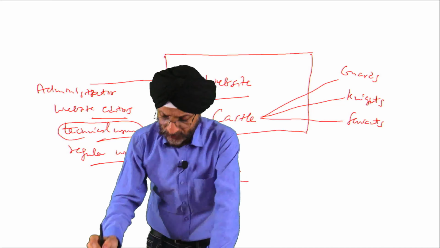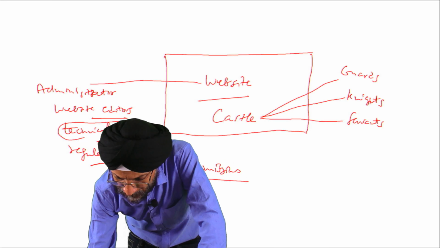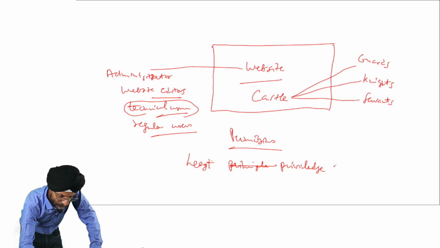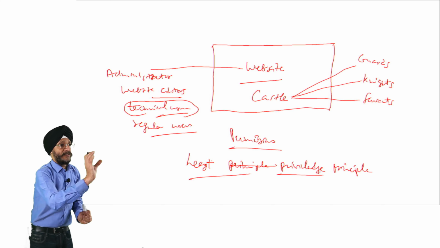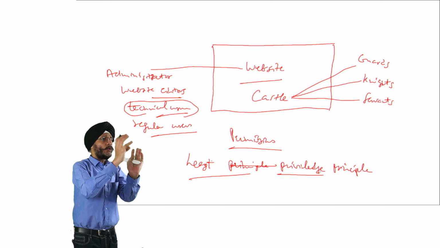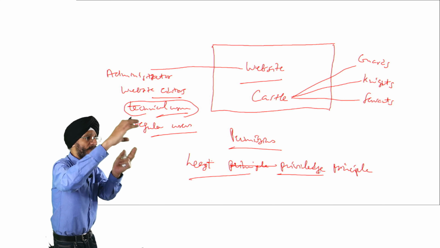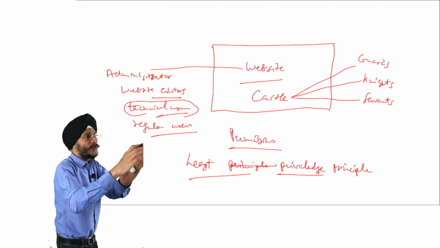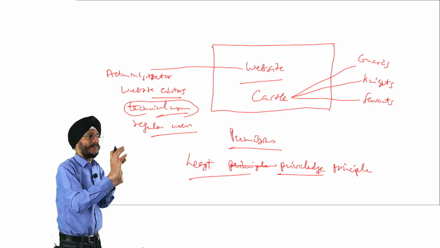We should work on the principle of least privilege. Least privilege principle means only that level of access should be granted to a user on a website which is required to perform his role satisfactorily. Minimum level access.